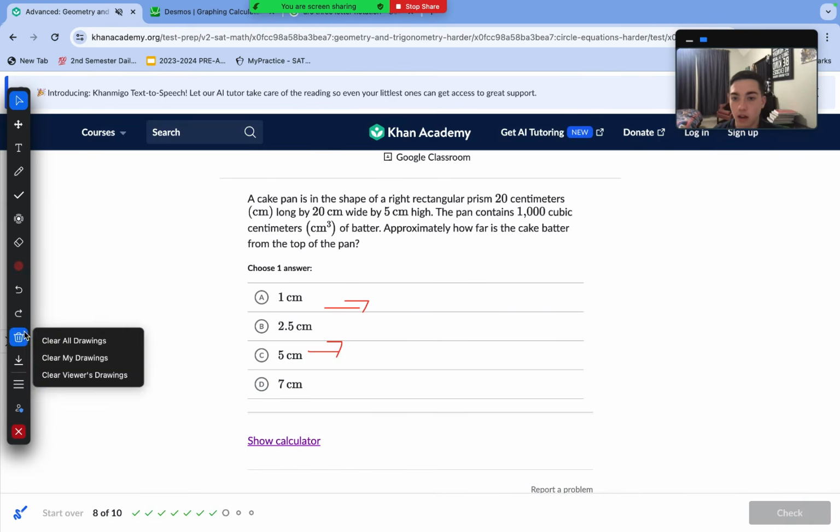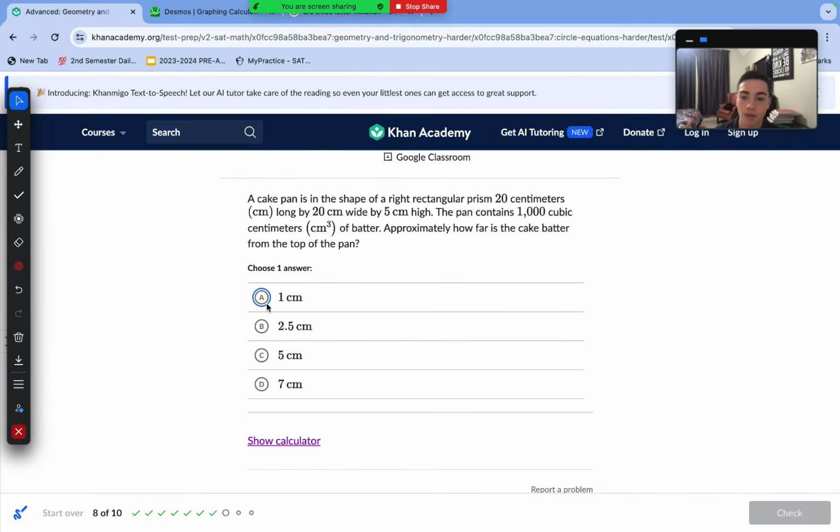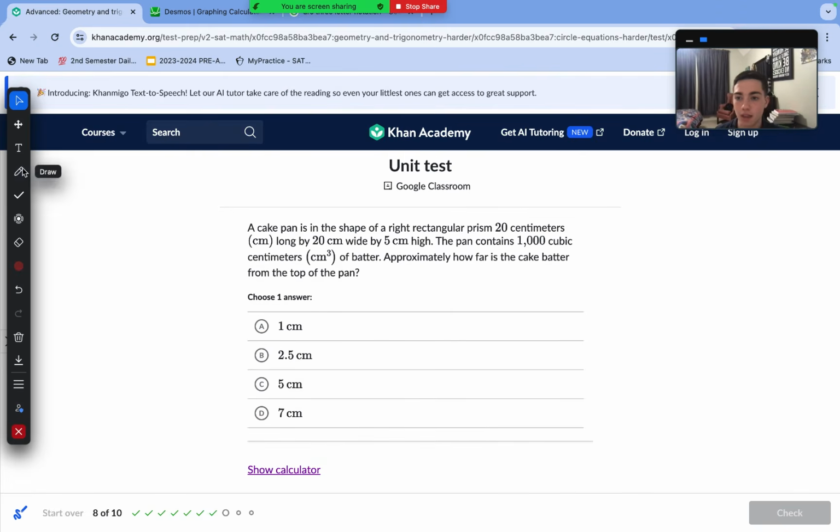Alright, a cake pan is in the shape of a right rectangular prism, 20 centimeters long by 20 centimeters wide and 5 centimeters high. The pan contains 1,000 cubic centimeters of batter. Approximately how far is the cake batter from the top of the pan? We need to find the total volume to start off.